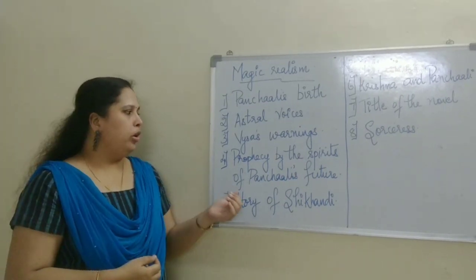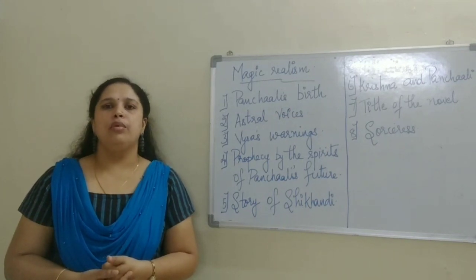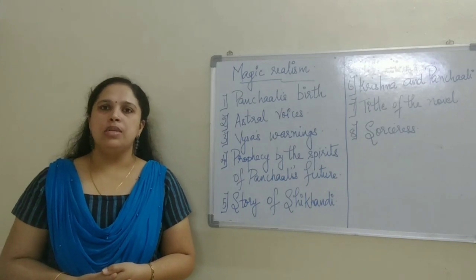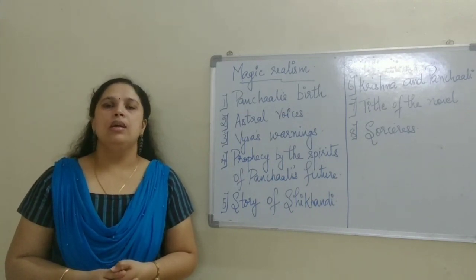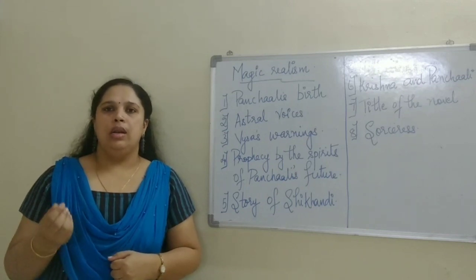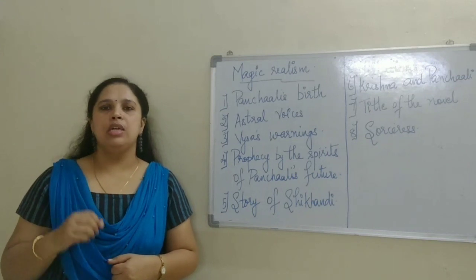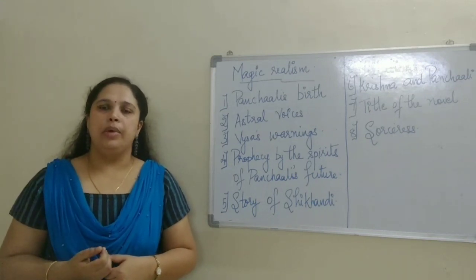Now coming to the 4th point, prophecy by the spirits of Panchaali's future. The spirits had already warned Panchaali in her sleep that she'll marry 5 heroes and she'll be the queen of queens. She'll own a huge palace, and whoever loves her, she'll not recognize her true love. She'll be loved by everyone, but she'll not recognize who loves her the most. All these things were warned by the spirits.